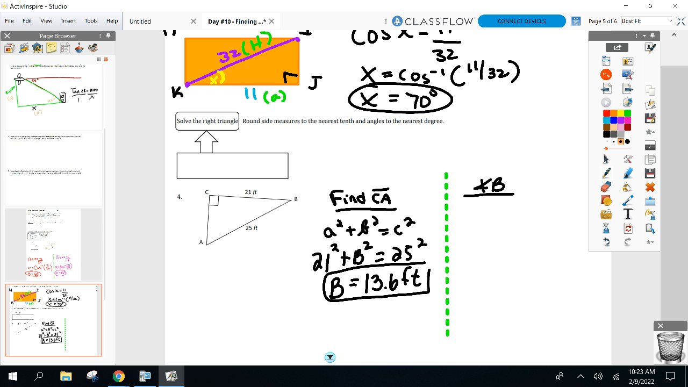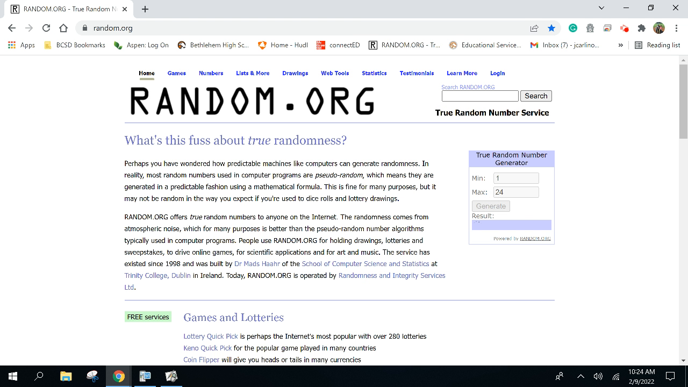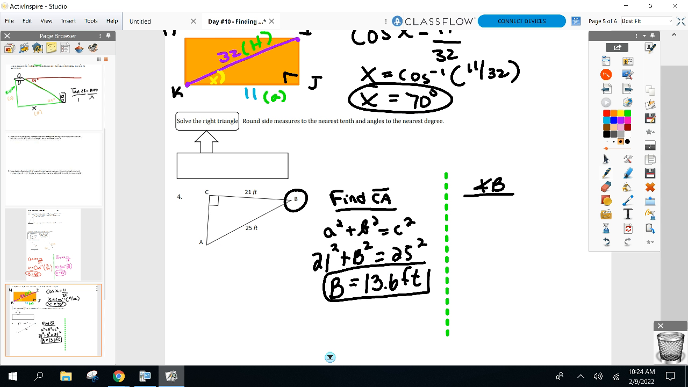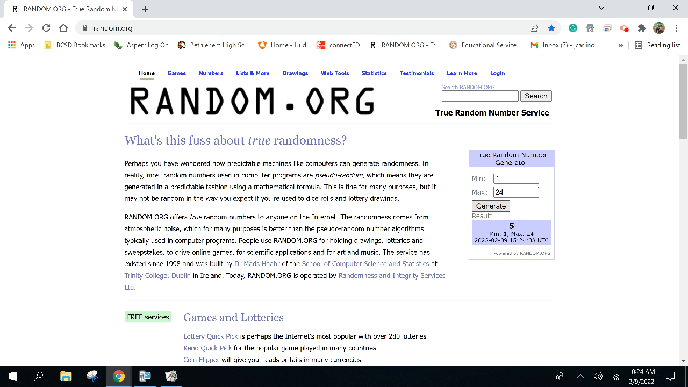I prefer you use the given sides because, A, if you choose to use the side we just found, you can't use 13.6. Why not? You've got to use the unrounded answer, which might be a lot of work. So can we just use 21 and 25? What are 21 and 25 to angle B? What sides do I have? The 21 is adjacent. Yep. 25 is hypotenuse.